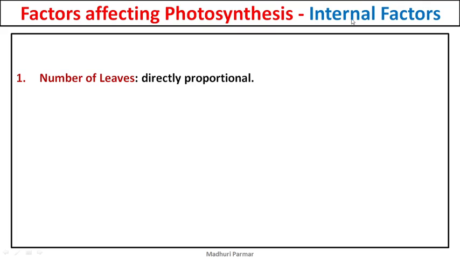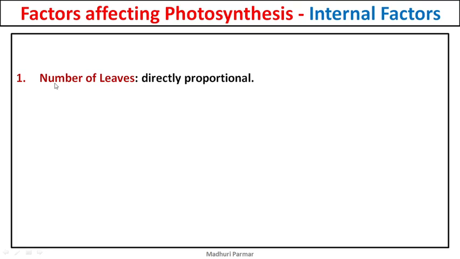One is internal factors, meaning the factors which are inherent in the plant itself, in the leaf itself. And then there are external factors. External factors are the ones which are in the surrounding, the environmental factors. Starting with the internal factors, the first factor is the number of leaves.